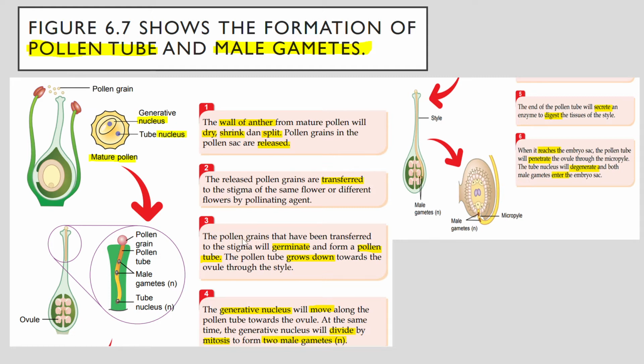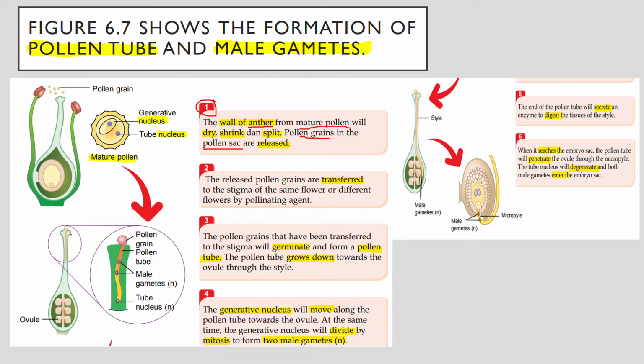So what happened next? Now we start our story here, number one, by saying that the wall of the anther, now this is the anther of a mature pollen, is going to split. It will dry up, it will shrink, and then it splits, and therefore releases all these pollen grains from the pollen sac. So the released pollen grains, what happened? They will be transferred to the stigma.